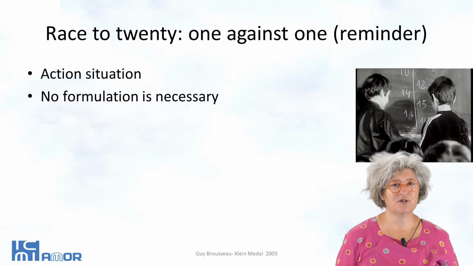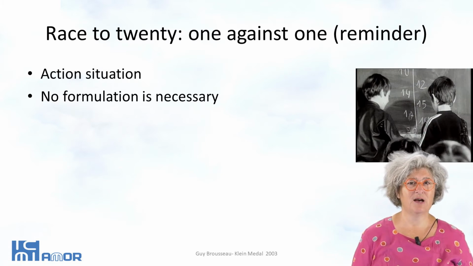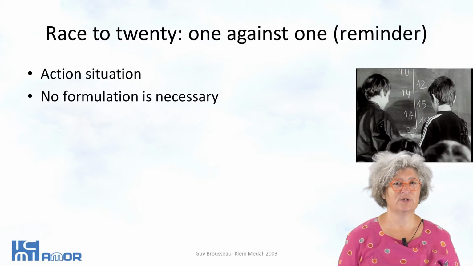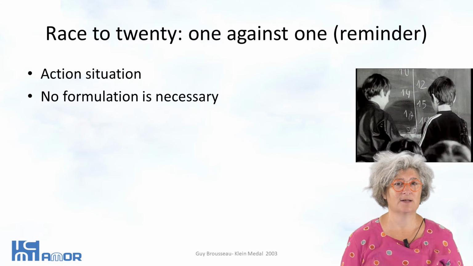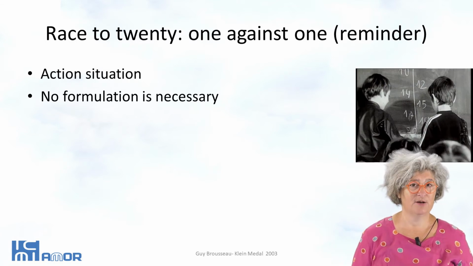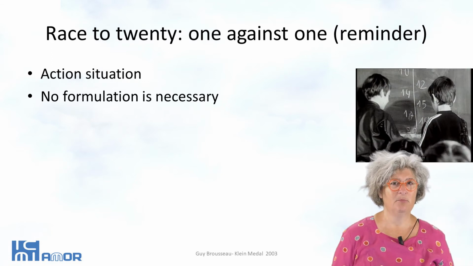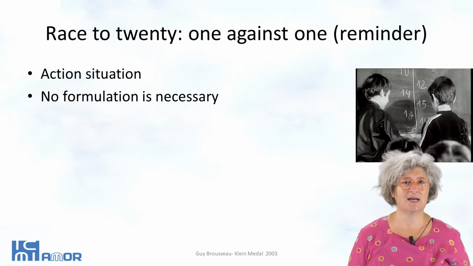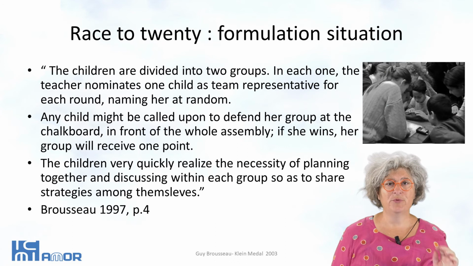We will now return to the action situation of the race to 20 that we have studied earlier in module 3. During the action, in the game 1 against 1, even if there are two players, they do not communicate about their knowledge of the game, because they are adversaries, and it is counterproductive to reveal one's procedure to your opponent.